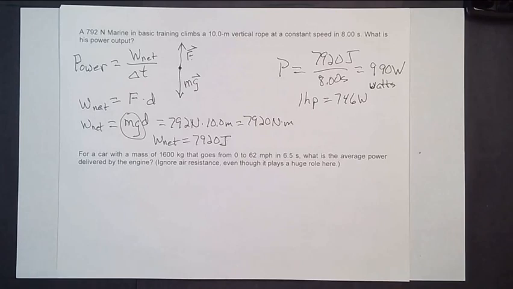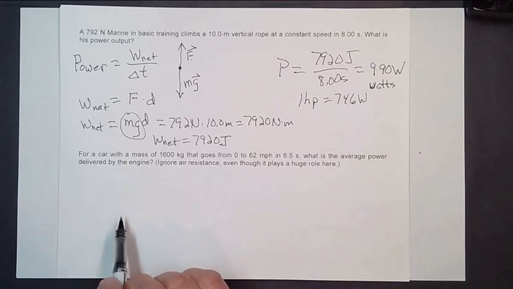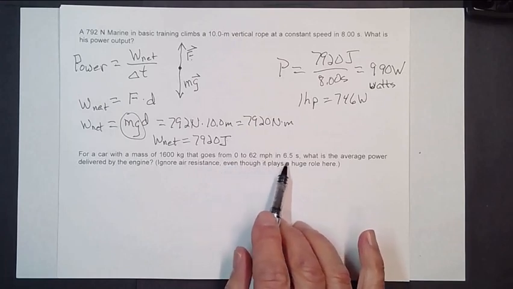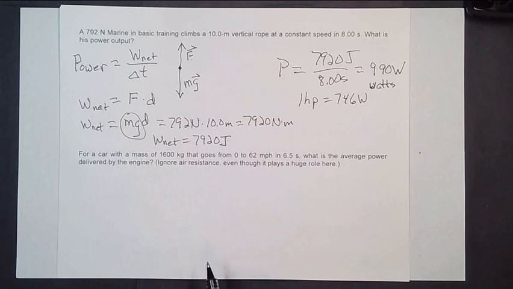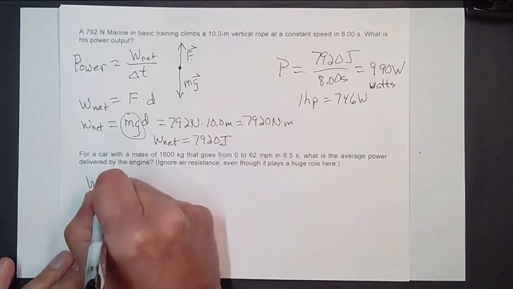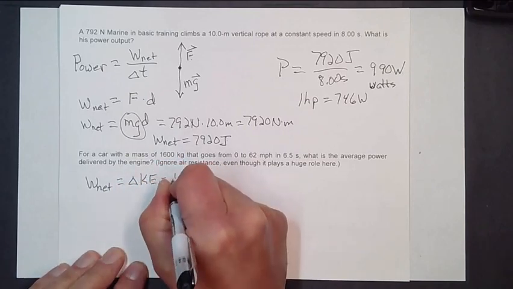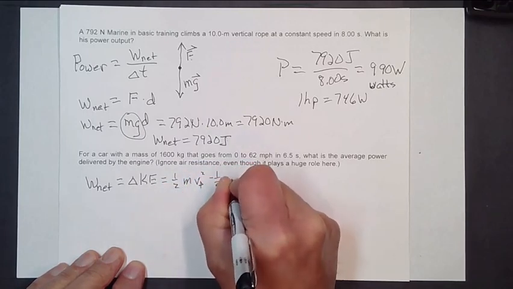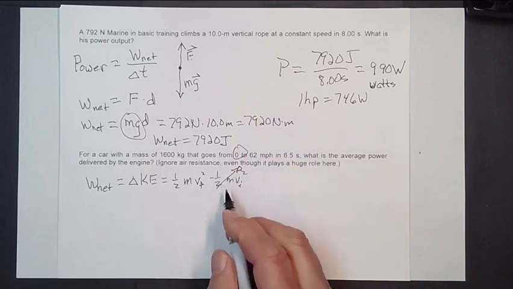Another power problem here, this one having to do with something maybe more familiar. I'm not familiar with climbing ropes that fast for sure. But for a car with a mass of 1,600 kilograms, goes from 0 to 62 in 6.5 seconds, what is the average power delivered by the engine? Well, we can figure out the net work in this case. The net work is going to equal the change in kinetic energy, 1/2 m v final squared minus 1/2 m v initial squared. V initial is 0, so that second term there vanishes.